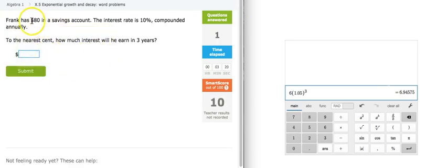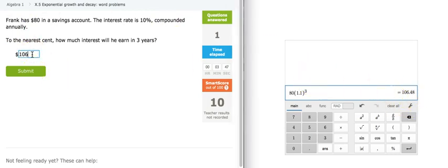Here we go. Frank, $80 in the savings, 10% interest, 3 years. Okay, so the nice thing is once I have the formula set up, I basically just swap out the values. So this dude's got 80 bucks. Now a 10% growth factor will be 1.1. Remember, you have to use the decimal. Percents are pretty, but decimals do the work. 3 years, compounded annually. Double check, make sure it's compounded annually. That's once a year for 3 years.